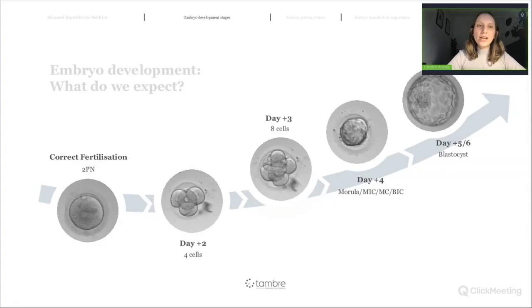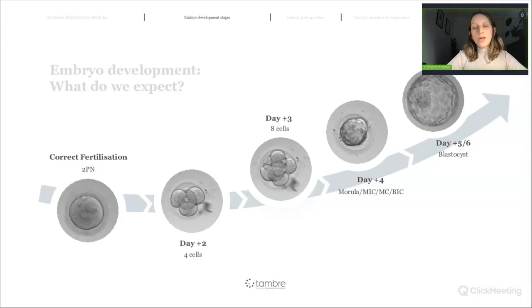After fertilization is checked, embryos are going to start dividing. On day 2, we more or less expect embryos to have 4 cells. On day 3, we expect 8 cells. These first days are what we call the cleavage stage. Embryos are formed by individual cells, but on day 4, we expect them to transition towards the blastocyst stage. This is a very important point because it's where the genome of the embryo gets activated.